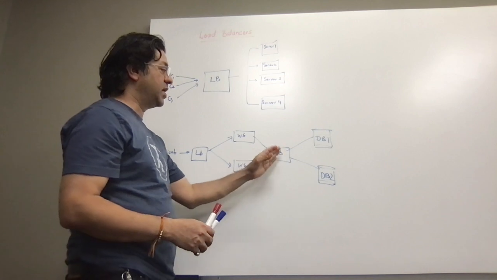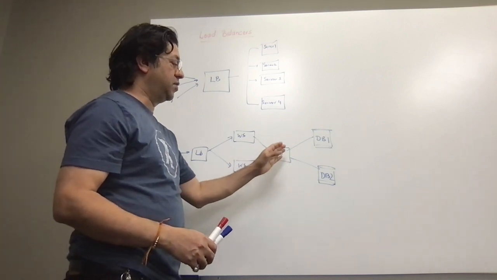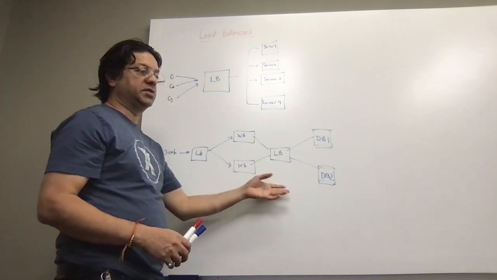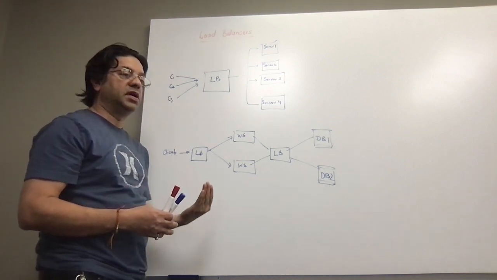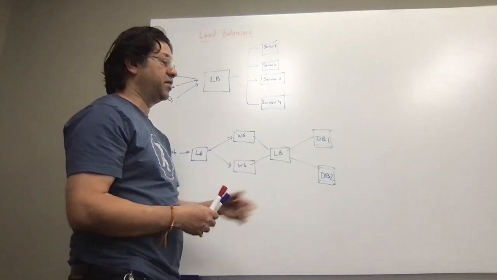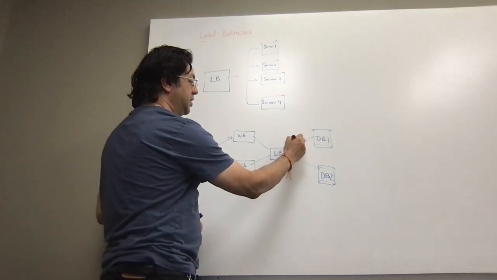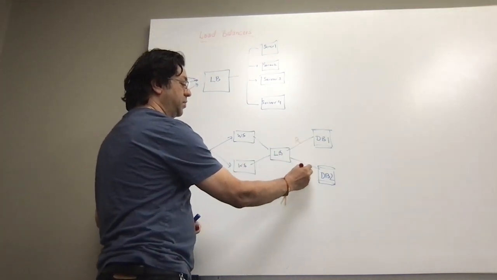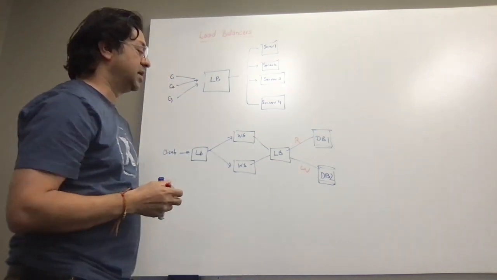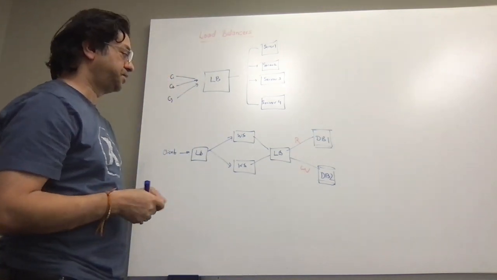Again, a load balancer forwards the request to the appropriate databases, because databases could also be busy, or there could be a master and slave. People put different requests for read and write. Based upon that, the load balancer takes care of that.